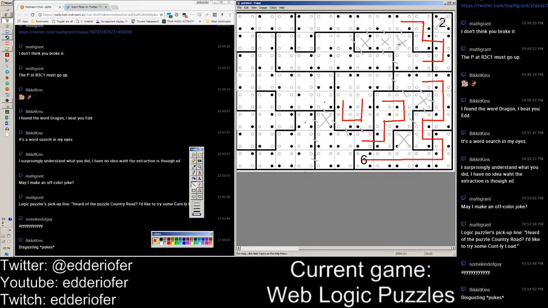Now I'm solving it using a mouse because my tablet right now, the pen is still broken and I've just not had it replaced yet.